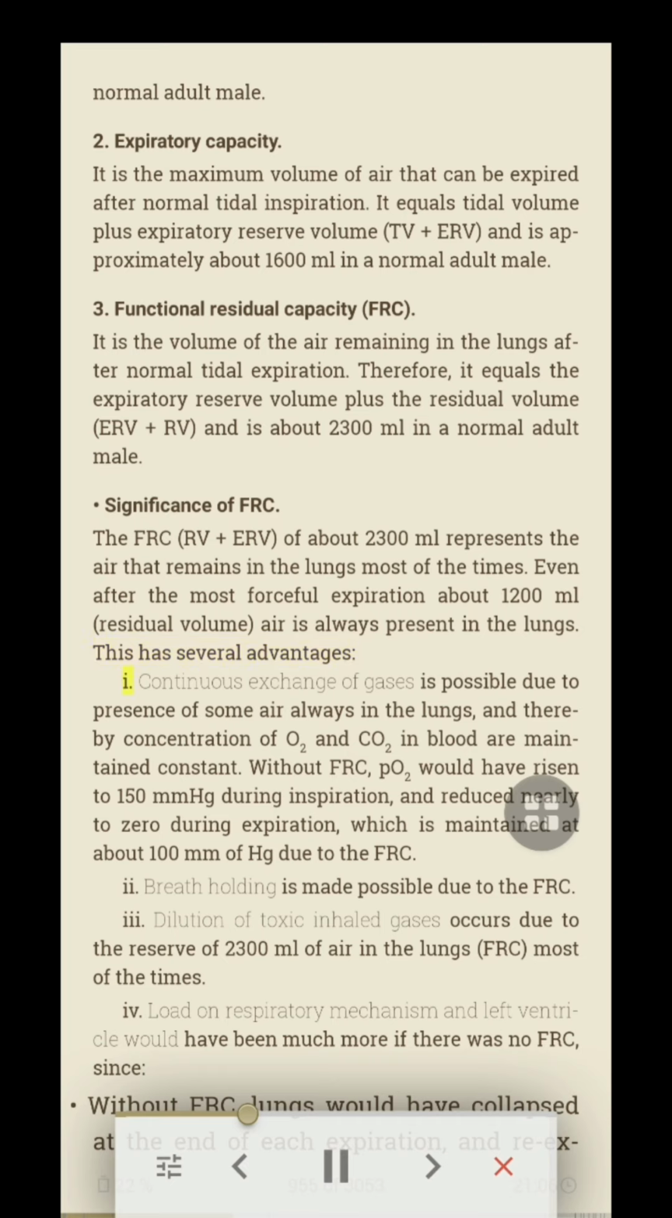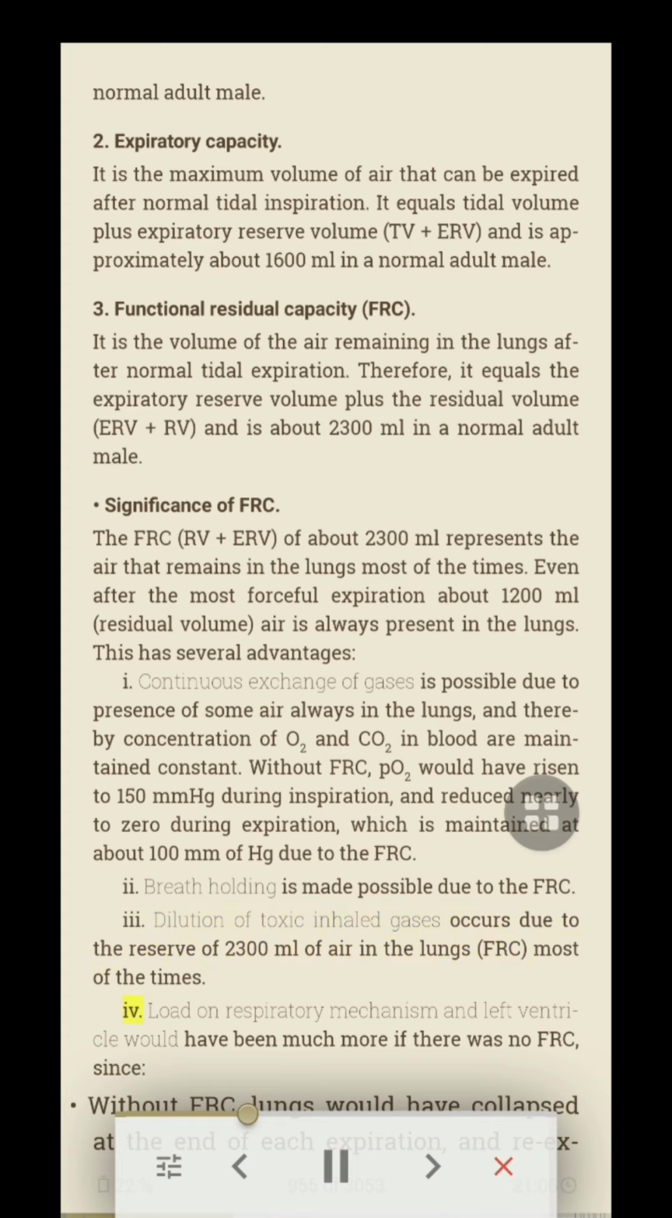This has several advantages. 1. Continuous exchange of gases is possible due to presence of some air always in the lungs, and thereby concentration of O2 and CO2 in blood are maintained constant. Without FRC, PO2 would have risen to 150 millimeters of mercury during inspiration, and reduced nearly to zero during expiration, which is maintained at about 100 millimeters of Hg due to the FRC. 2. Breath holding is made possible due to the FRC. 3. Dilution of toxic inhaled gases occurs due to the reserve of 2,300 milliliters of air in the lungs, FRC, most of the time.